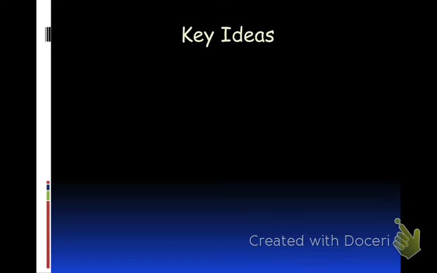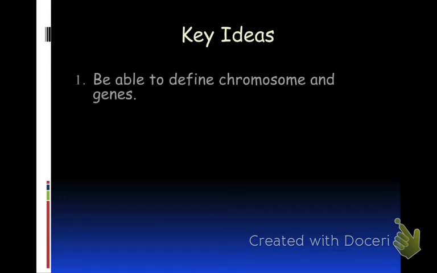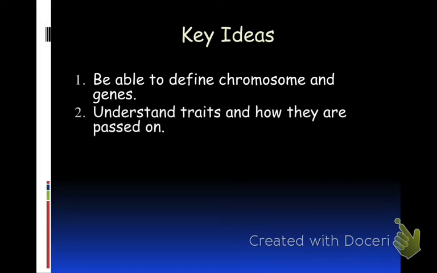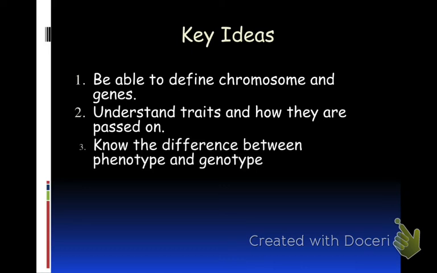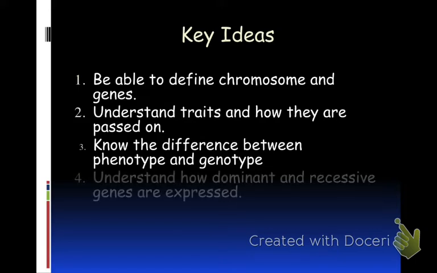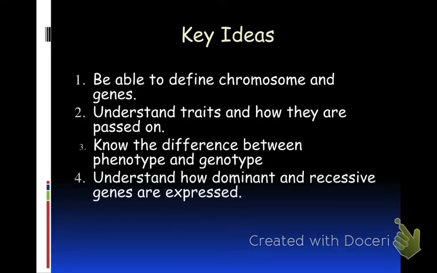So I want you to write these down. These are the key ideas for this lecture. I want you to be able to define a chromosome and define genes. What are chromosomes and what are genes? You should understand what traits are and how they're passed on. You need to know the difference between a phenotype and a genotype, and to understand how dominant recessive genes are expressed.